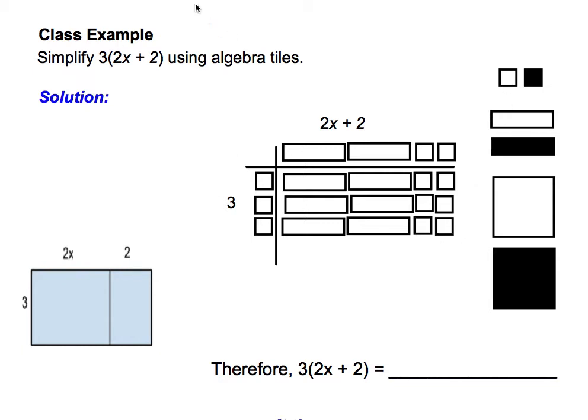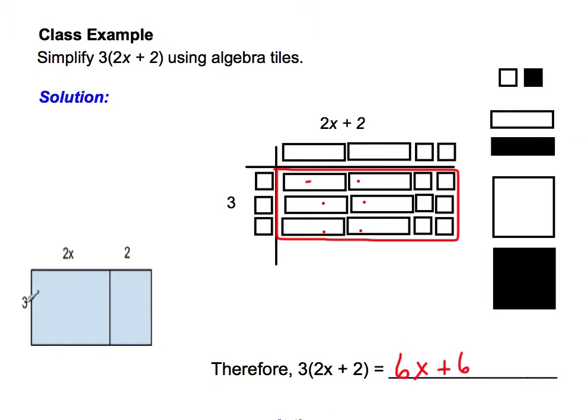Now I said the product is actually the area of the rectangle that was created. So here's my rectangle. So the area of that rectangle is 6 x's. I have 6 x tiles, 1, 2, 3, 4, 5, and 6. And I have 6 units, so 6x plus 6.